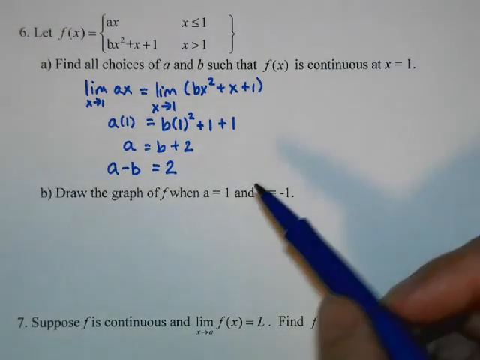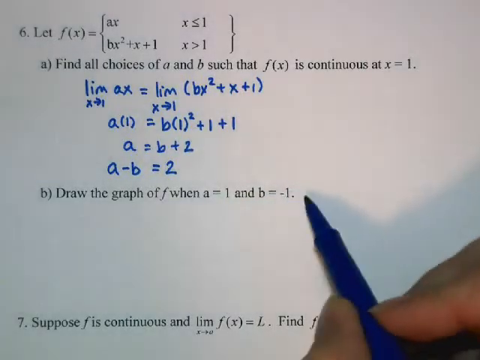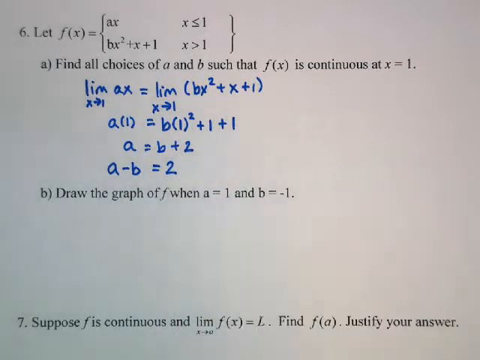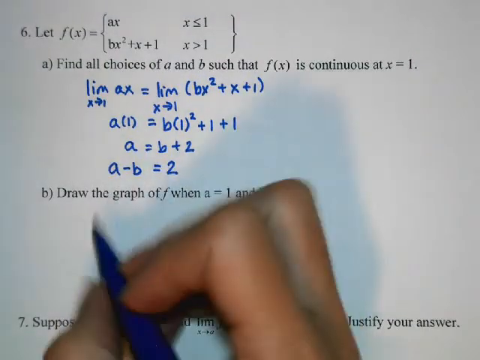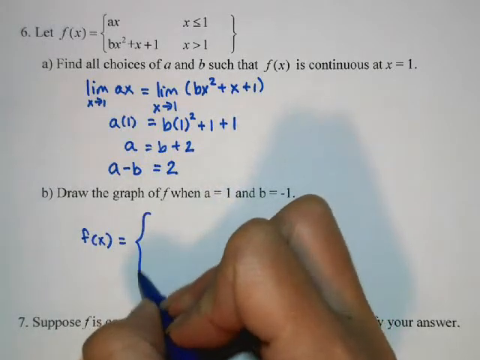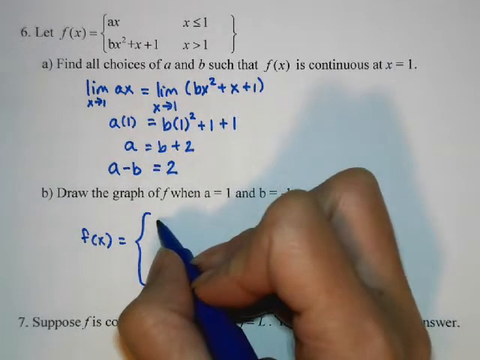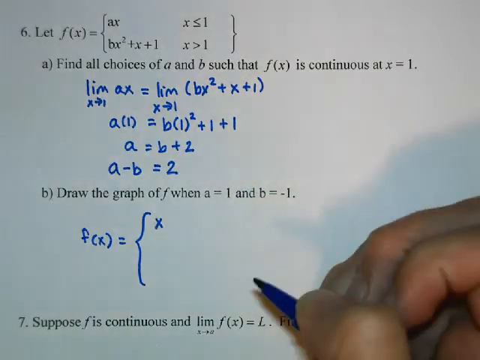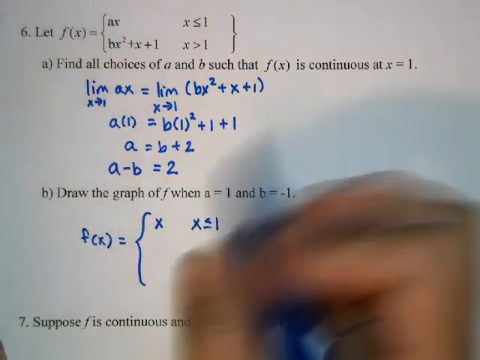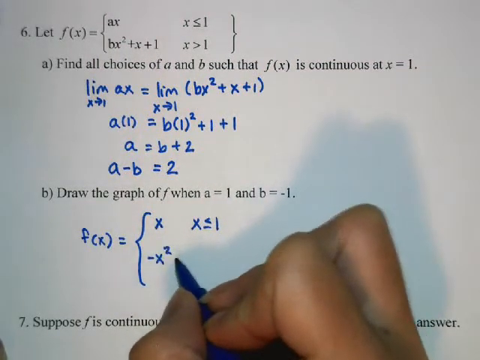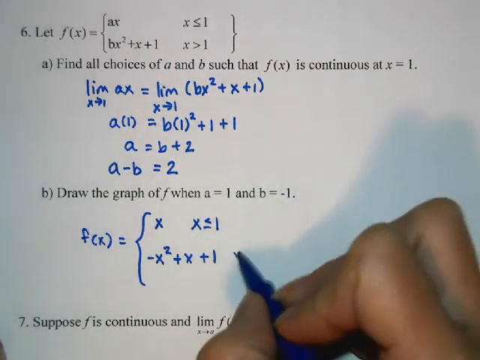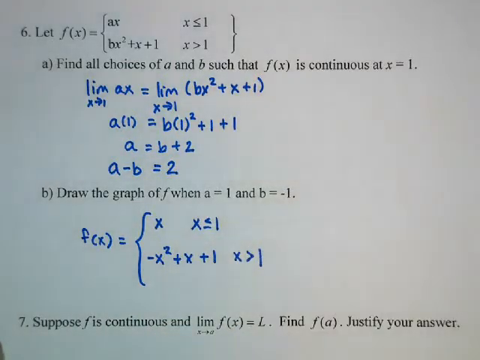Next, we're going to draw the graph when a equals 1 and b equals -1. So if we plug that in here, we'd have 1 minus -1, which is 2. So we are going to have a continuous graph. So if a is 1, then my top function there is just going to be x when x is less than or equal to 1. And if b is -1, we're going to have negative x squared plus x plus 1 when x is greater than 1.